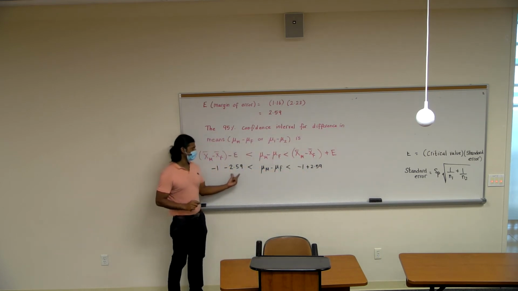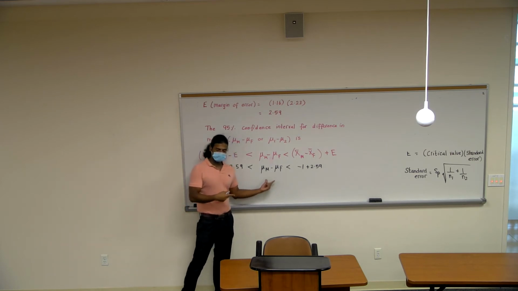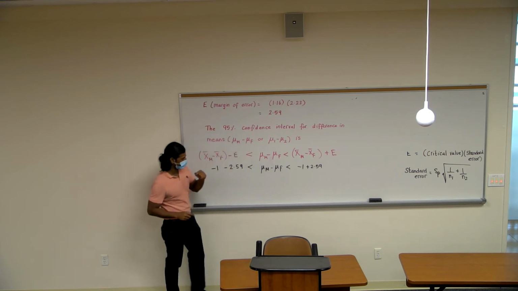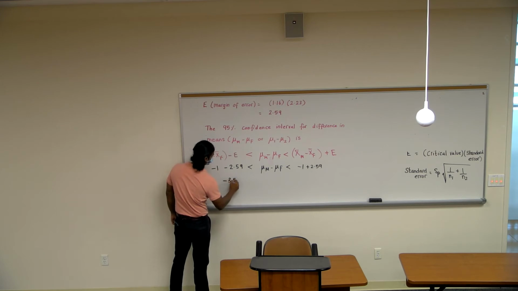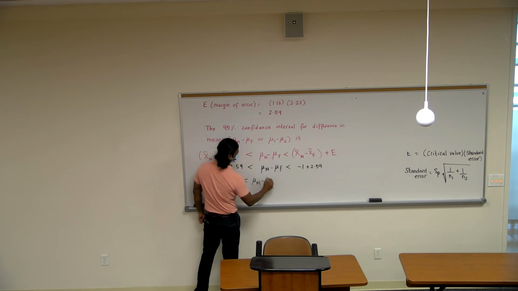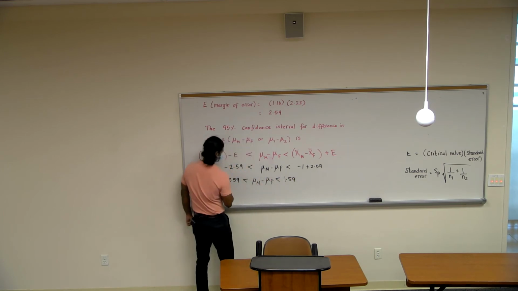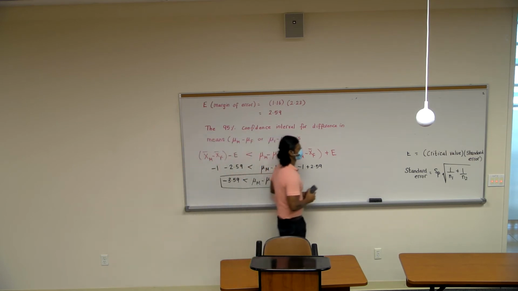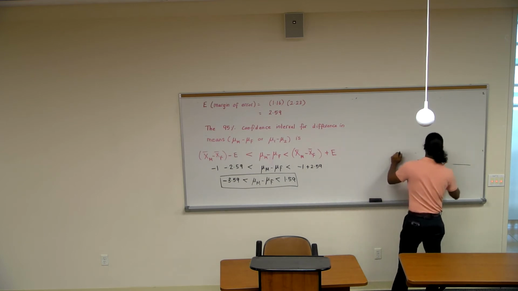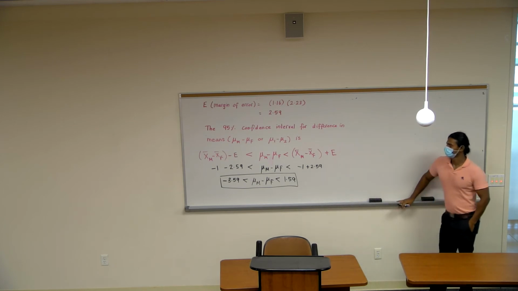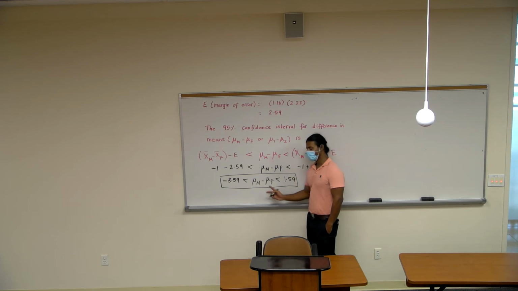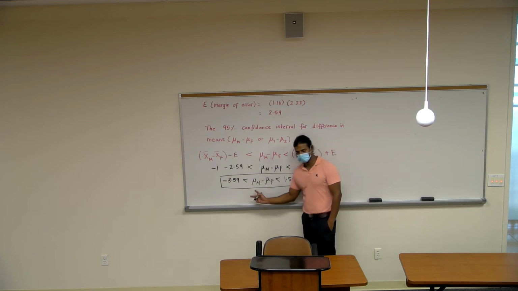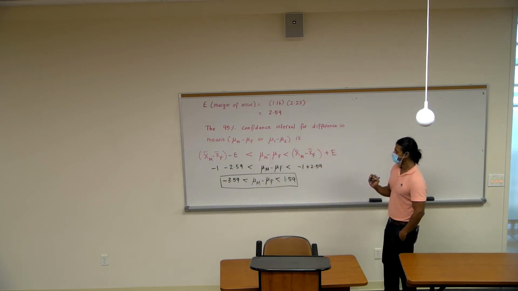So -1 minus 2.59, less than the difference in means for the average age when a male dog dies, minus the average age when a female dog dies, and we have -1 plus 2.59. Good. And that is the 95% confidence interval for the difference in the average ages of when a male dog dies and when a female dog dies. And here is the question.